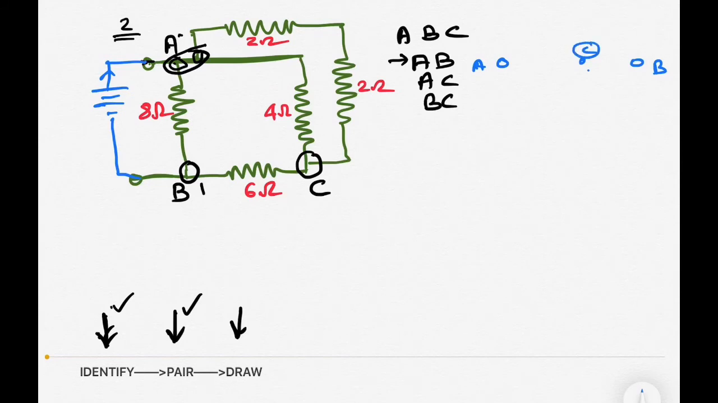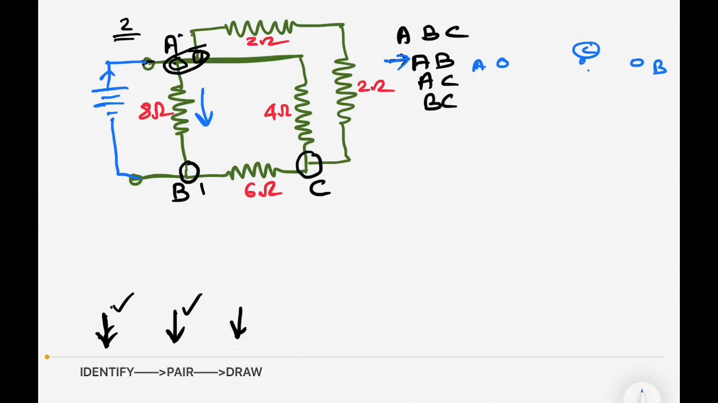Now we have to start drawing the electrical element between junctions. So now let's take the first case, AB, this pair AB. I have to go from A to B and check how many direct paths are there. Here I see only one direct path through the 8 ohm resistor.